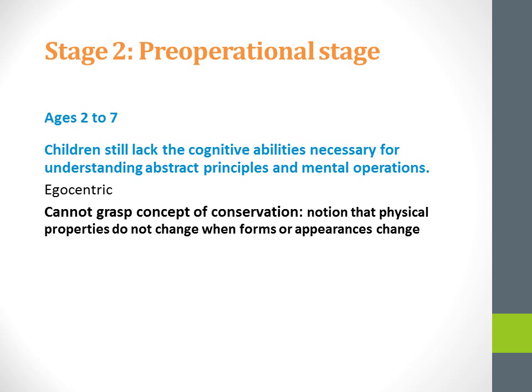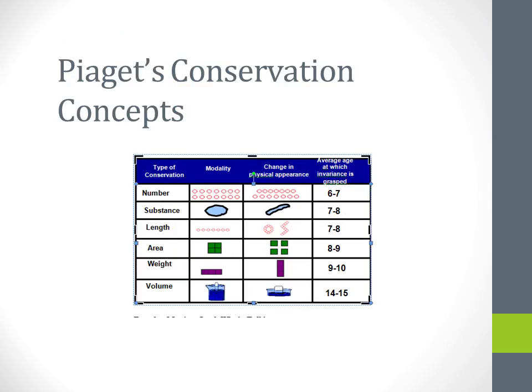So I want you to watch the video here showing this conservation task with a child who's in the preoperational stage and then with a child who is in the concrete operational stage, so that you can see the difference in grasping this concept of conservation. Kids in the preoperational stage do not understand this particular concept, so they don't get that just because something looks like it's covering more surface area doesn't mean that there's more of it. The physical property doesn't exactly change, even though the way it looks has changed.